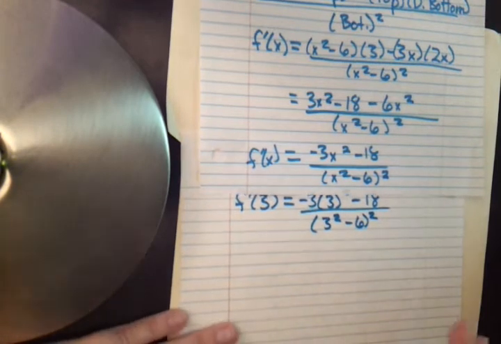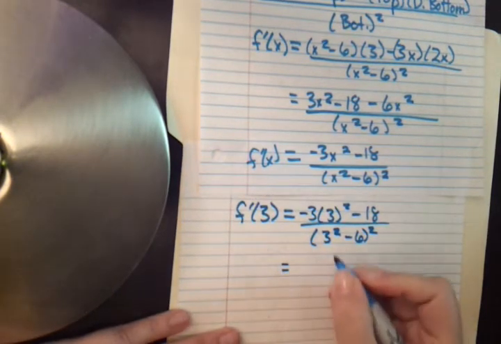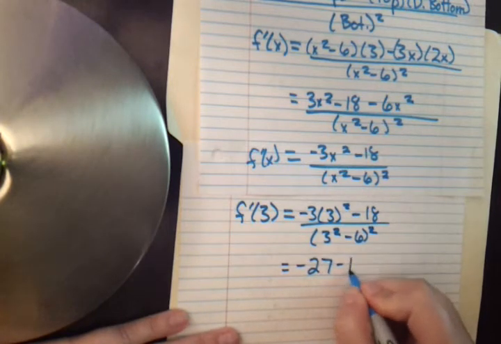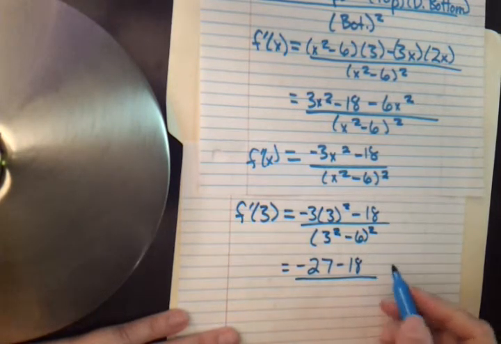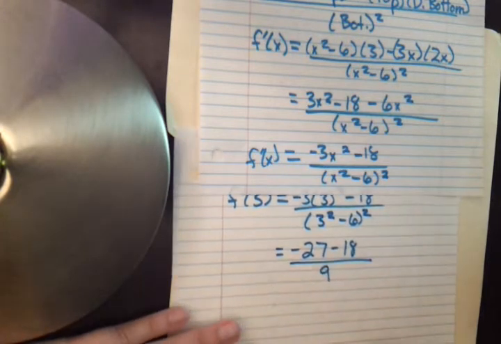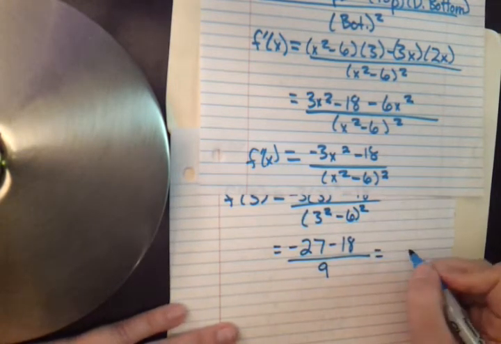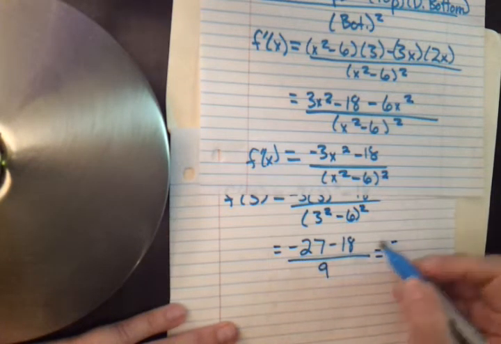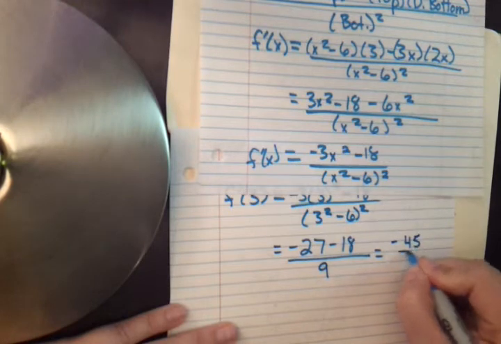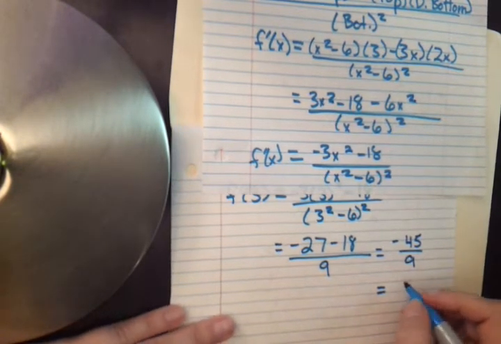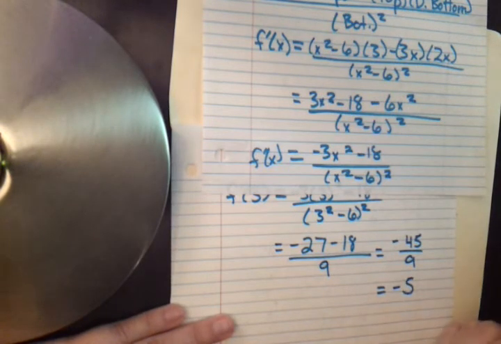Okay, time for the power of math. We have negative 3 times 9, which is negative 27, minus 18, over, let's see, this is 9 minus 6. That's going to give us a 3 in here. Square that, and that will give you a 9. So then we have negative 27 minus 18, which is going to give us a negative 45 over 9, and the slope at that point is going to be negative 5.